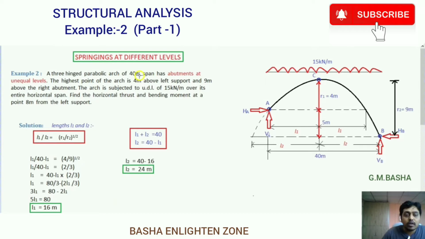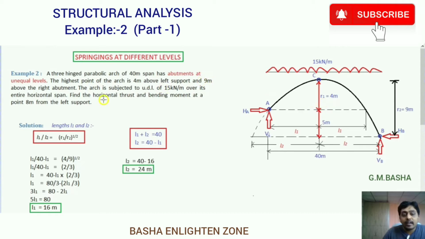A three-hinged parabolic arch of 40 meters span has abutments at unequal levels. What are the three hinges here? A, C, B. So this is a three-hinged parabolic arch of 40 meters span. From A to B it will be 40 meters, meaning the overall length of the span is 40 meters. It has abutments at unequal levels, meaning both are not at the same level. The highest point of the arch is 4 meters above the left support. From the left support, the highest point of the arch is 4 meters, which is denoted by R1. That will be equal to 4 meters. Otherwise you can denote this by Y1 equal to 4 meters, no problem.